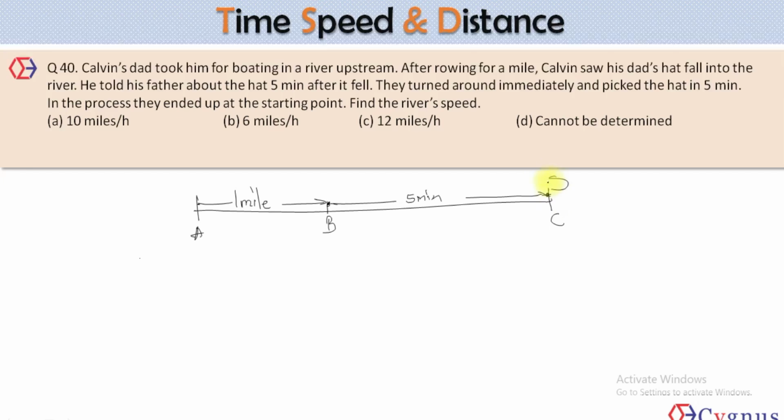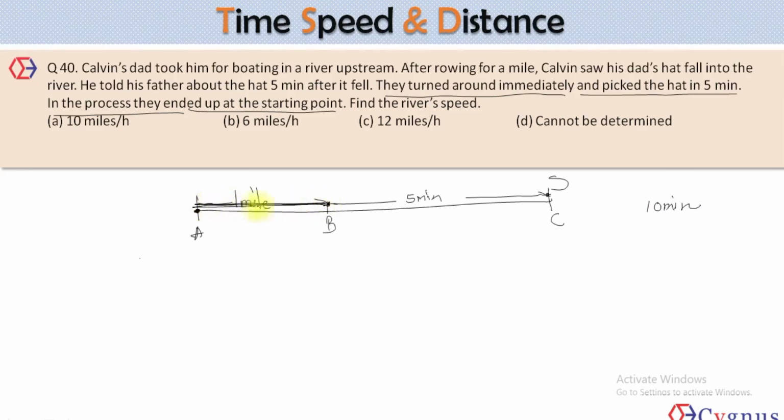Now he'll take a U-turn and try to catch the hat back. Now it's given that they turned around immediately and picked the hat in 5 minutes. In the process, they ended up at the starting point. That means they'll get the hat back at what? This point. So the hat had fallen 5 minutes earlier, he realized that, and then he took 5 more minutes. That means effectively they got their hat back after how many minutes? 10 minutes.